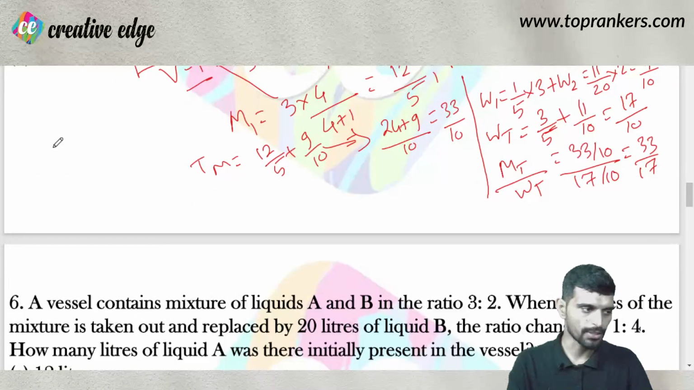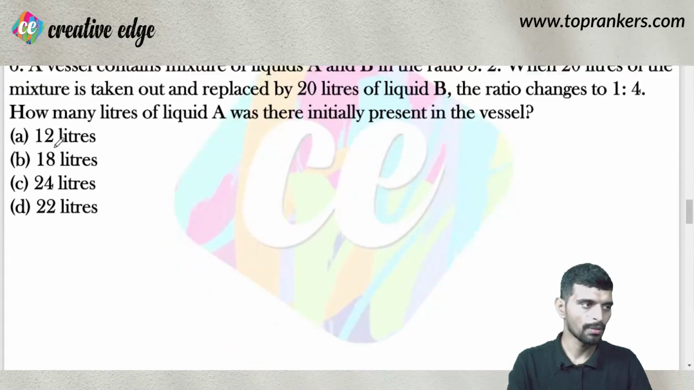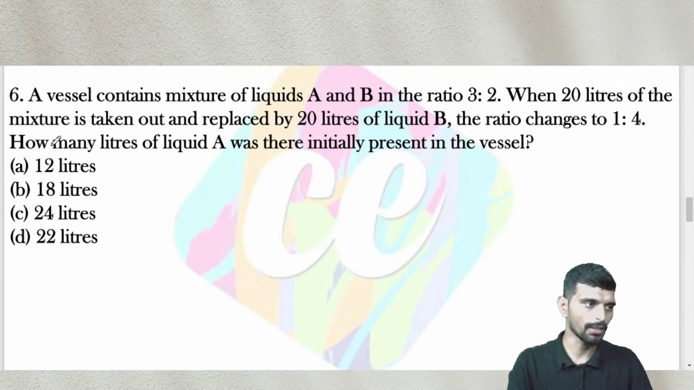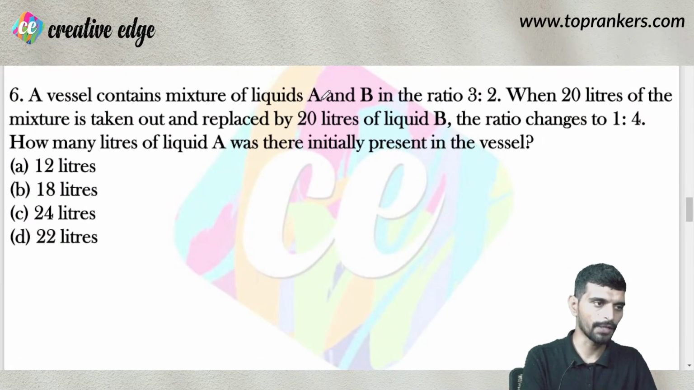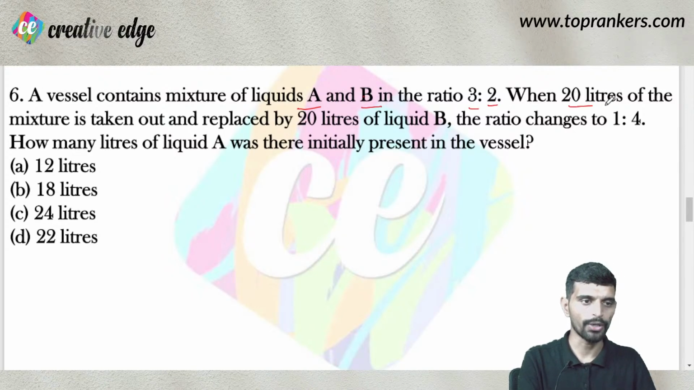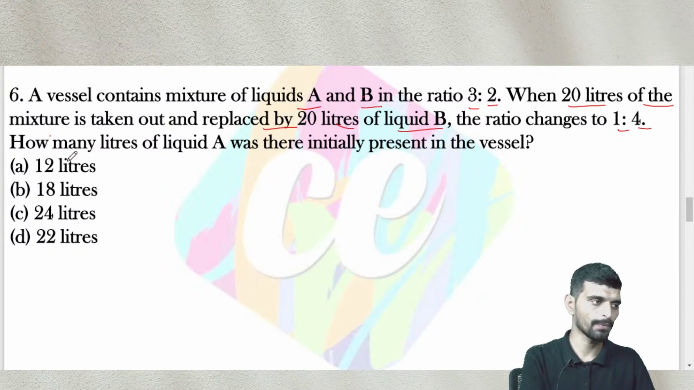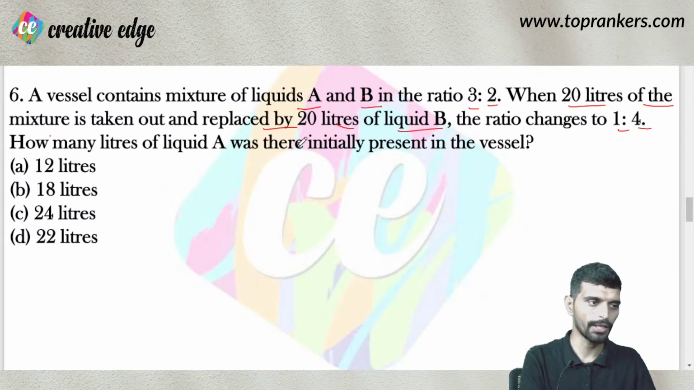Let's move to the next one. A vessel contains a mixture of liquid A and liquid B in the ratio 3:2. When 20 liters of the mixture is taken out and replaced by 20 liters of liquid B, the ratio changes to 1:4. How many liters of liquid A was there initially present in the vessel?